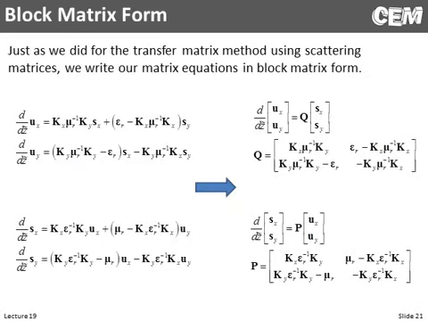Now we're going to put these in block matrix form. So we'll take these first two equations from our previous slide, and we can write them in block matrix form this way. Out comes a matrix Q, in which we've collected all these coefficients. It has our diagonal K matrices as well as our convolution matrices, epsilon and mu. We'll take the second set of two, and we'll write it this way with this big ugly matrix P.